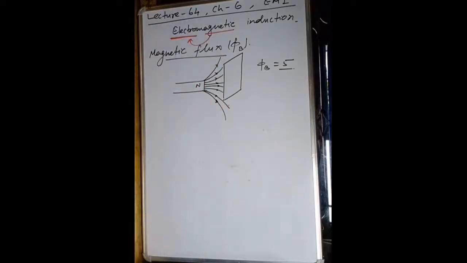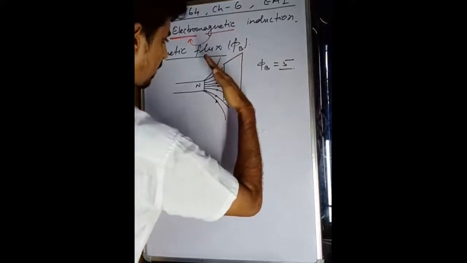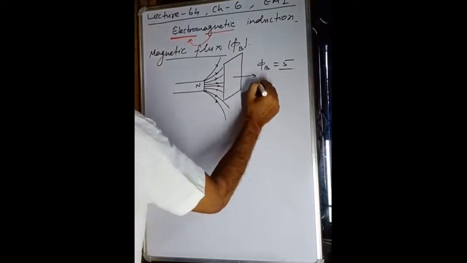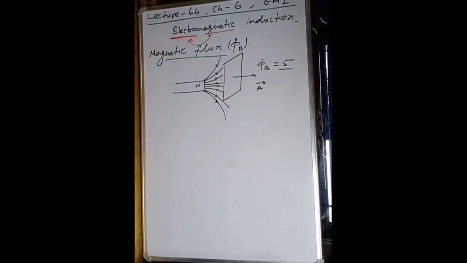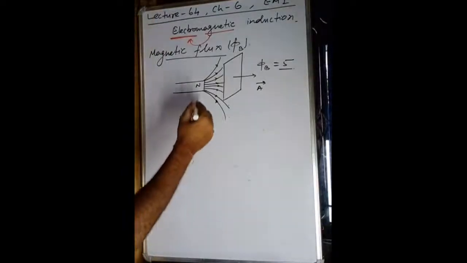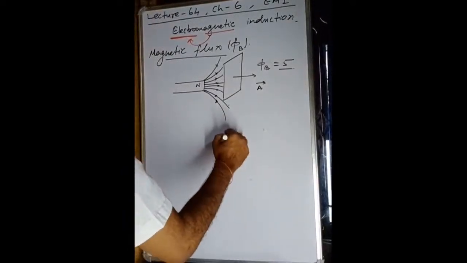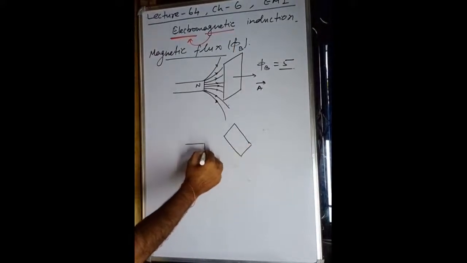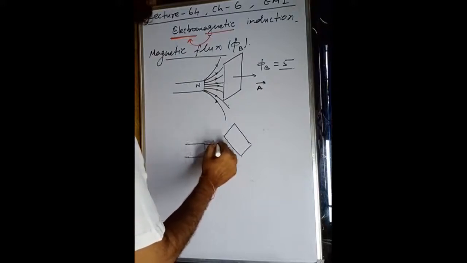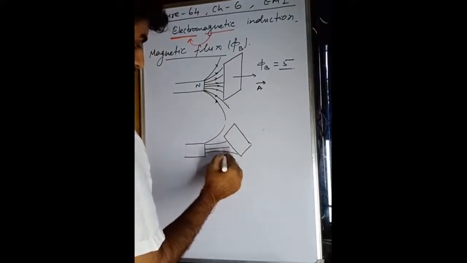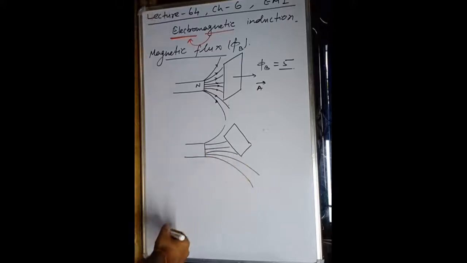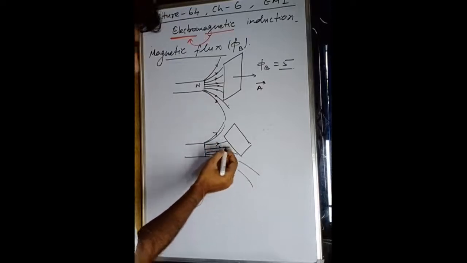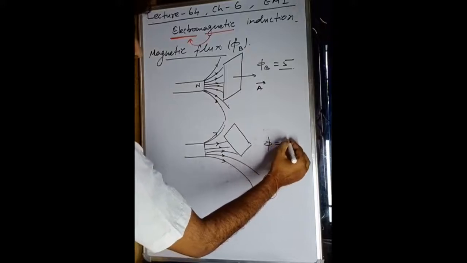What will happen if we tilt this plate at a certain angle? Here the area of the plate is in this direction. What will happen if you tilt this plate? Of course, the field lines encountering the plate will decrease this way. If you tilt the plate, now the field lines, you can see here, the total field lines encountering the plate are now only 3. Now the flux is 3.